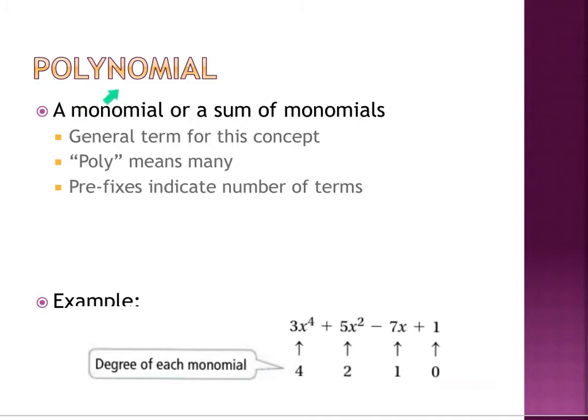Another term we have is polynomials. We had monomial, we have polynomial. A monomial, or a sum of monomials. General term for this entire concept. Poly means many. Prefixes indicate number of terms. Okay? And we'll talk about that in a few moments on a chart I've got for you. But degree of each monomial here, right? So just by the way, this right here is an example of a polynomial. And we'll talk about what the degree means here in just a second.